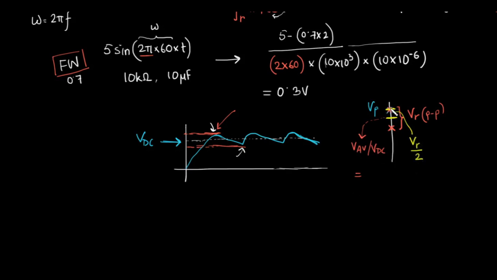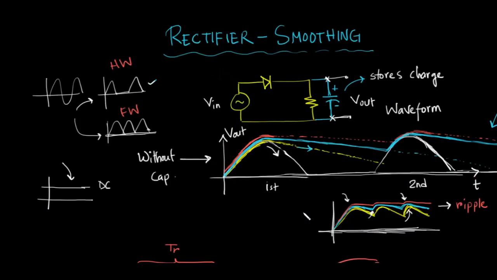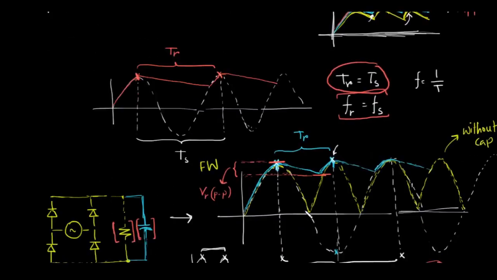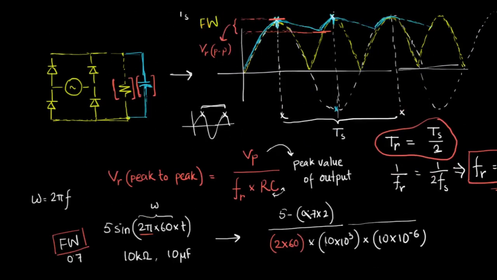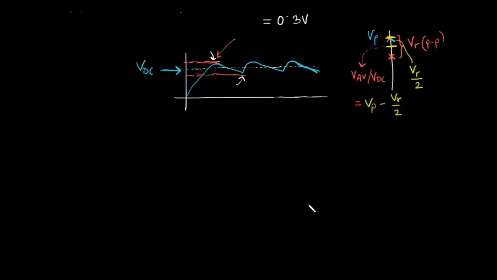So the upper point is at Vp and V average is Vr by 2 lower than Vp. So what would be V average? Well, it will be just Vp minus Vr by 2. Okay, so simple as that. Well, that is all that you need to do calculations of smoothing and how to calculate your ripple frequencies, etc. All right, so let me summarize what we have found out in this lecture.